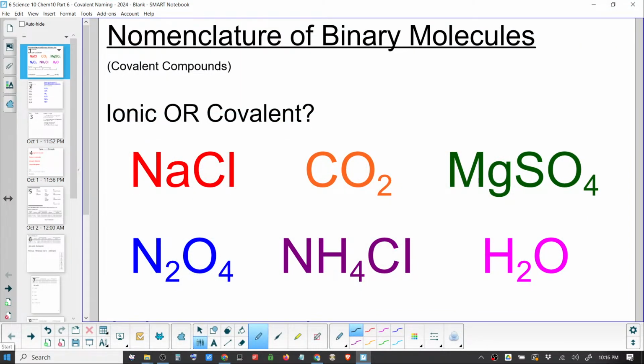We are starting a new section on how to name binary molecules, because they are covalent compounds. The first thing with our previous naming is to tell the difference between ionic or covalent. So, pause the video, take a minute, and determine whether the following 6 compounds are ionic, and we would name them using the naming system we have, or they are covalent.